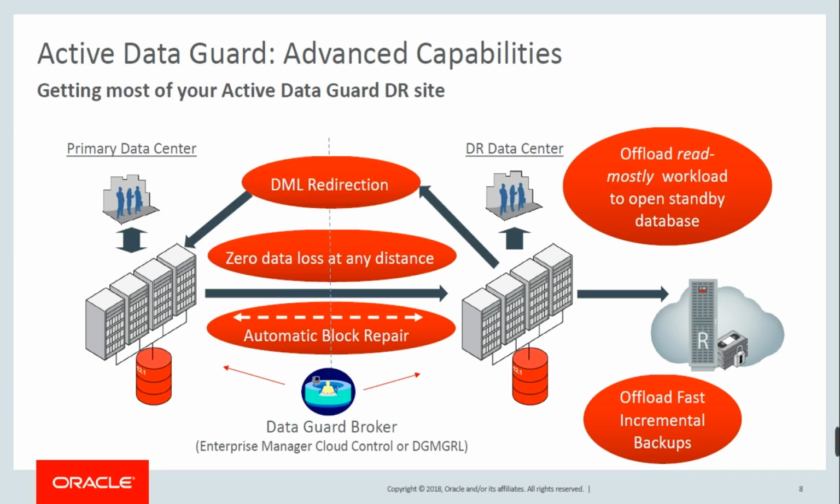Also, getting the most out of your Active Data Guard DR site: DML redirection. It is one of the best new features in Oracle 19c databases. DML redirection works across the primary data center as well as the DR site and standby site data center, offloading read-mostly workload to open standby databases, and fast incremental backups also. So there is a new feature called DML redirection. I will show you DML redirection in my next video with a real-time demonstration.